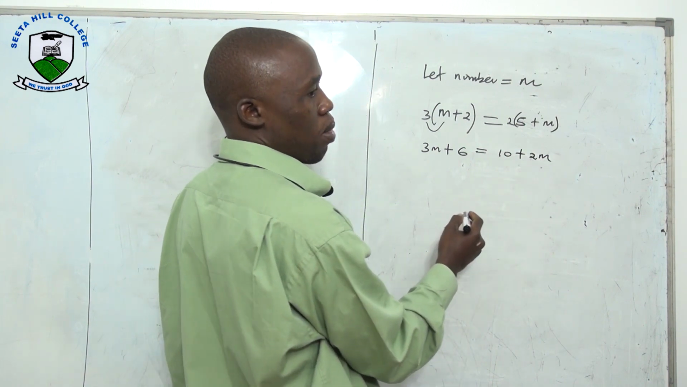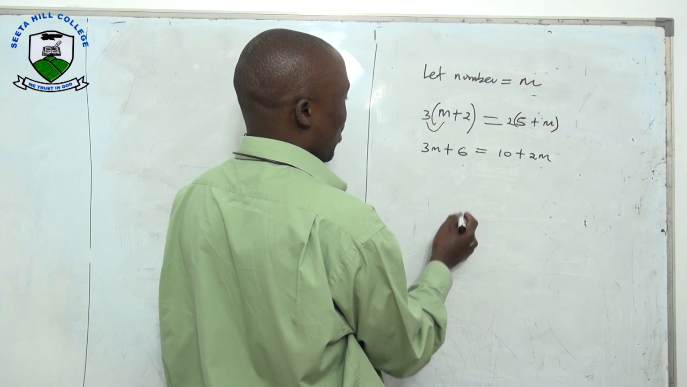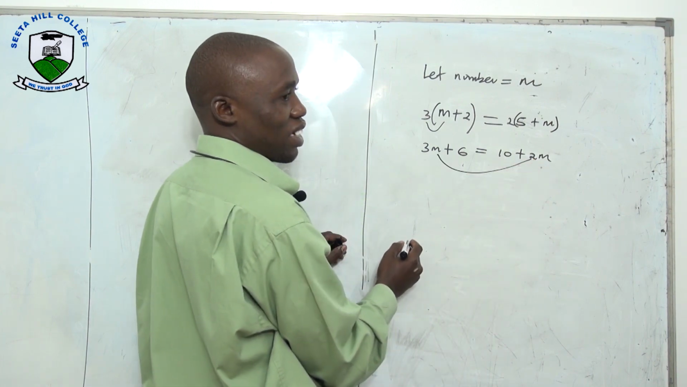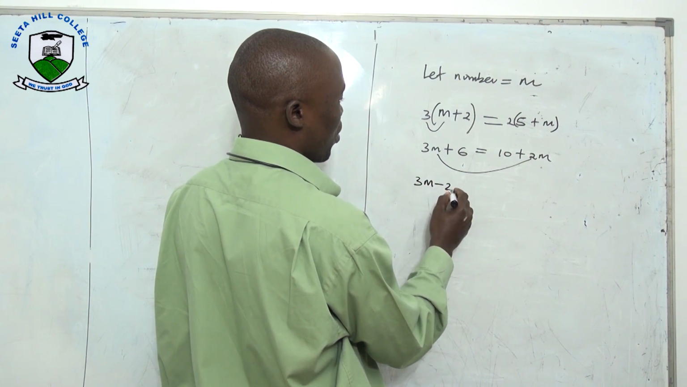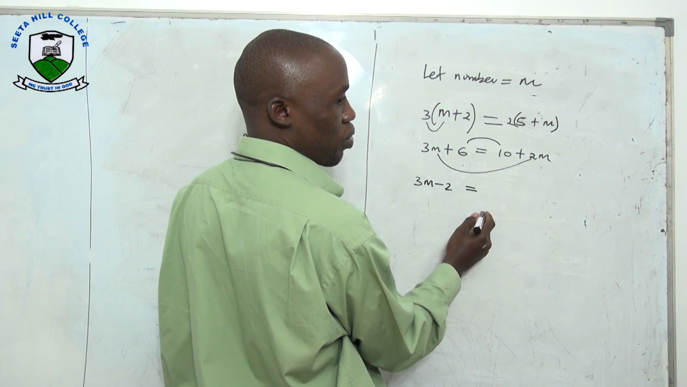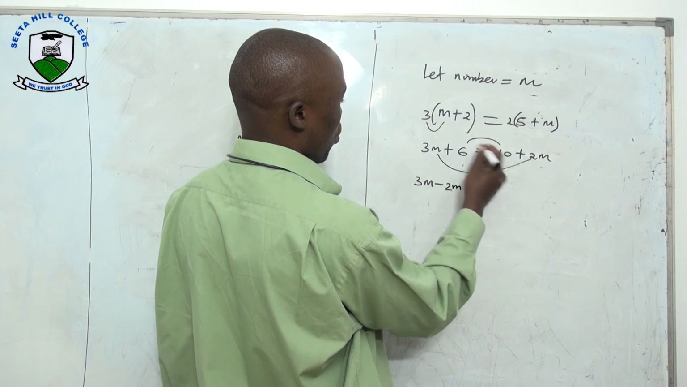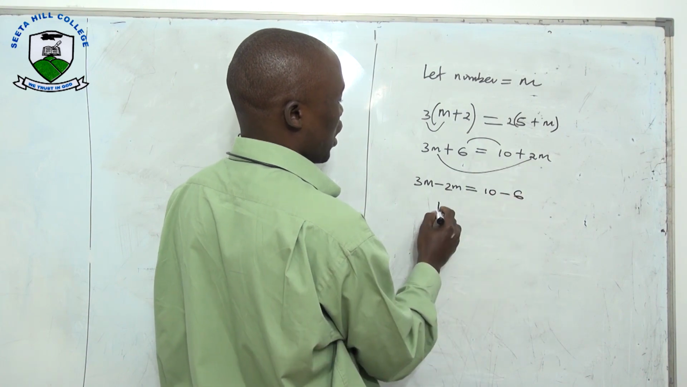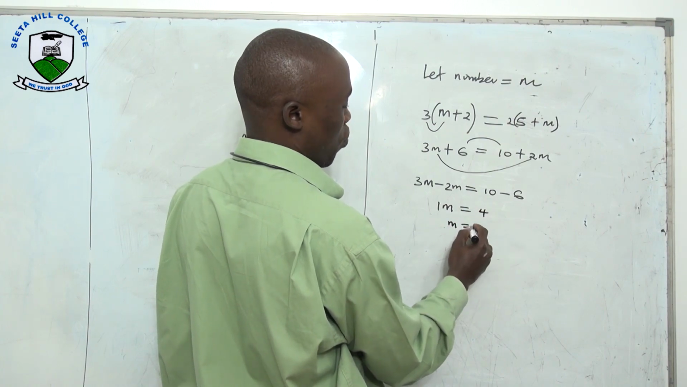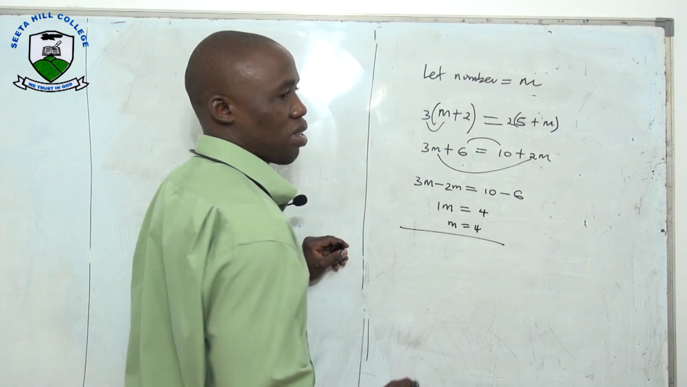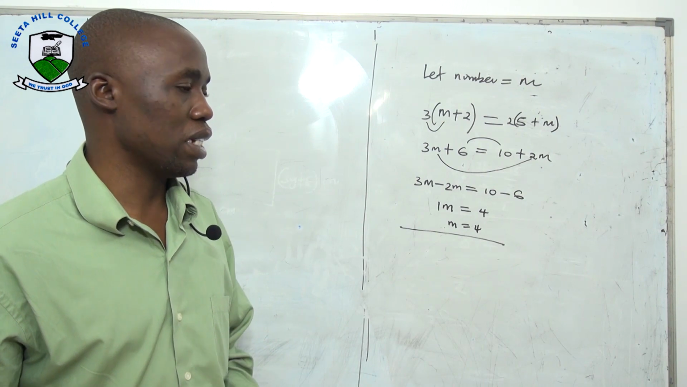Now, why do you like collecting in stages? Why not collect at once? 2M will come here and it will become negative, not so? Then 6 will cross and become... this is 1M equal to 4, the same as M equal to 4. Therefore, Kate thinks of 4.